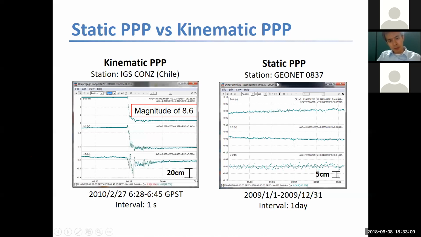And the static PPP station, GEONET 0087, this is in Japan. The interval is 1 day, for 1 year. So you can see this kind of deformation, maybe centimeter level. But it's quite accurate, because averaging over 24 hours is quite accurate even in PPP. Maybe millimeter level. But the height solutions are not so good.